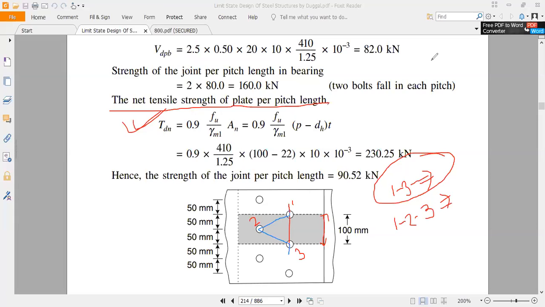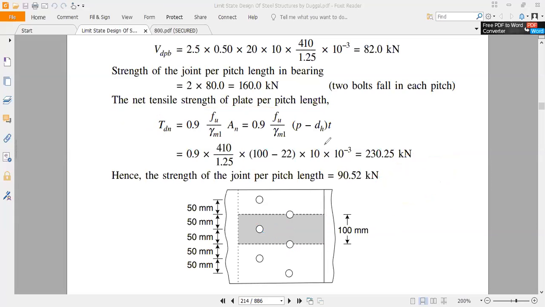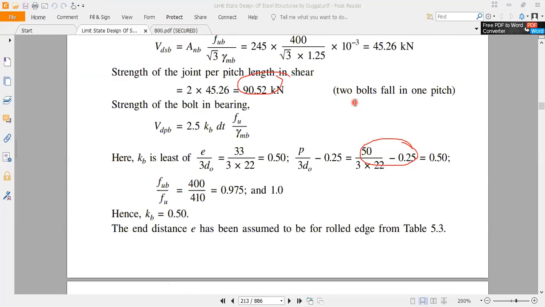Now you see the strength of the plate is 230 and strength of the joint in bearing is 1860, and the strength of the joint in shear it is 90.52.